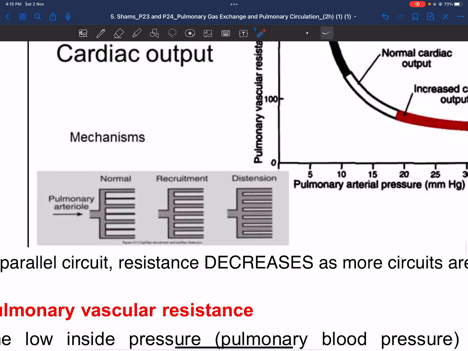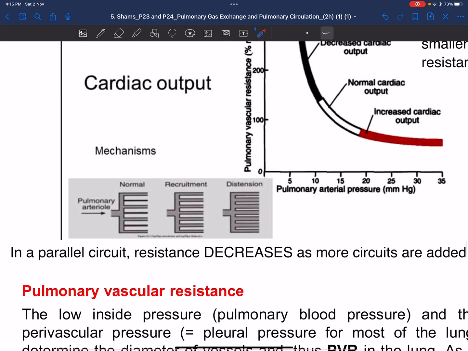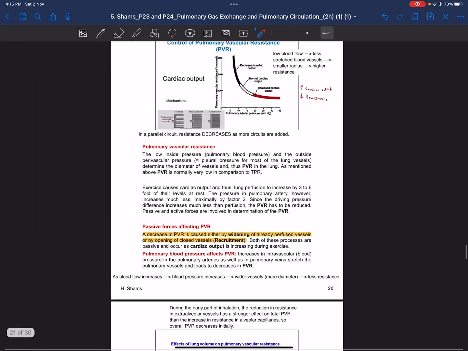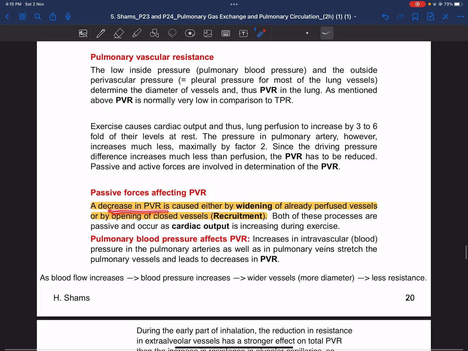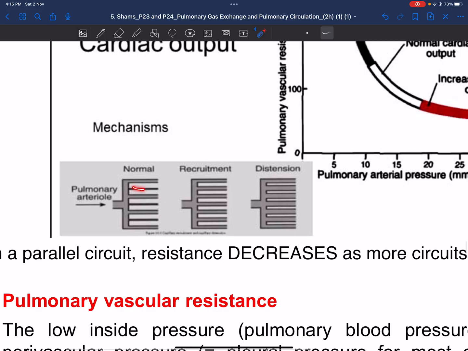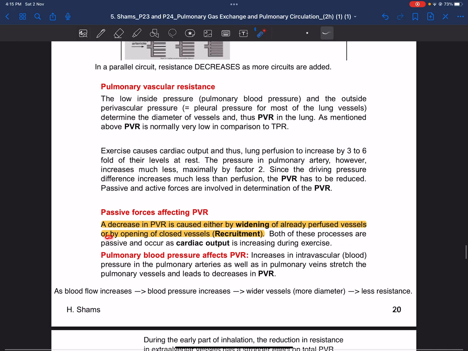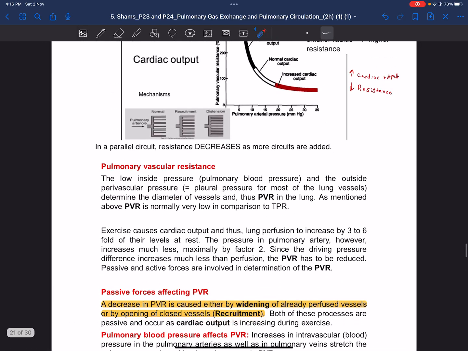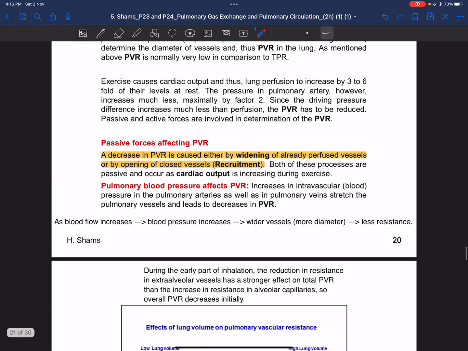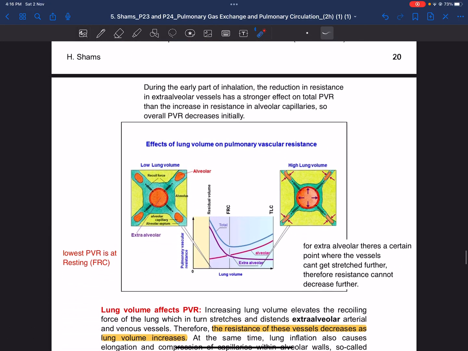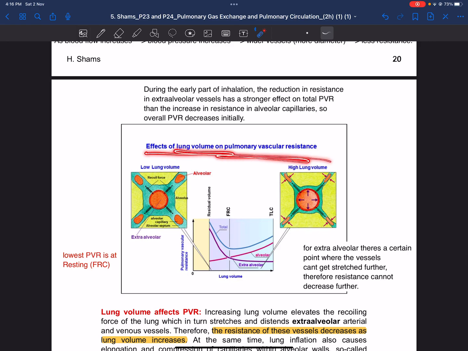So you have this, you have 1, 2, 3, 4 circuits. Now we have 1, 2, 3, 4, 5, 6, 7, and more being additionally added. That's recruitment, which decreases resistance. That's written over here. A decrease in PVR is either caused by widening of already perfused vessels, like this one, or by opening of closed vessels, recruitment. So you're recruiting new ones. We've discussed this.